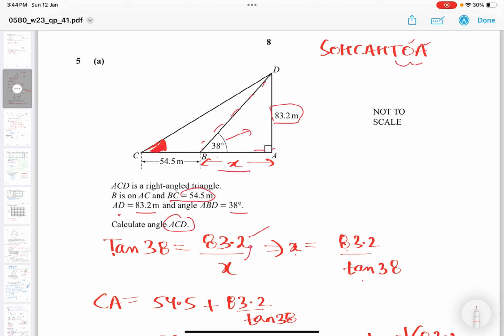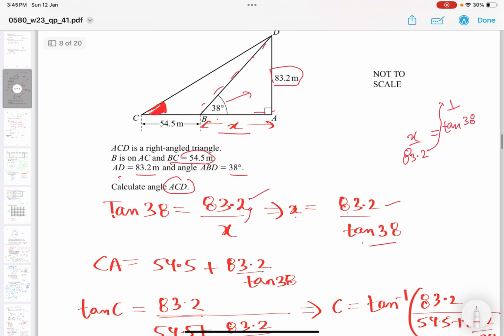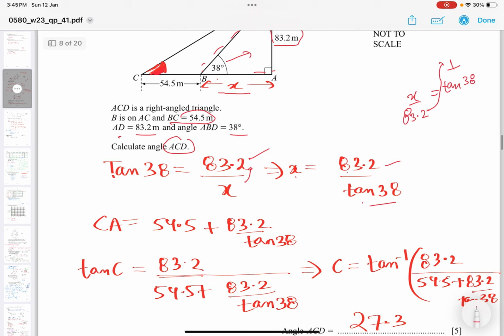All right. So it would be like this: x upon 83.2 equals 1 upon 1038. So 83.2 goes to that side, and it would be 83.2 upon 1038. All right. So what is CA? CA would be 54.5, that is this, plus 83.2, not 832, 83.2.